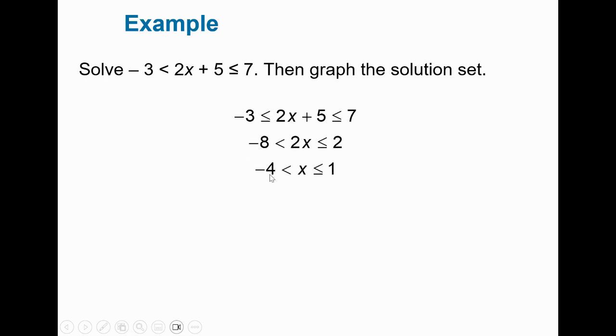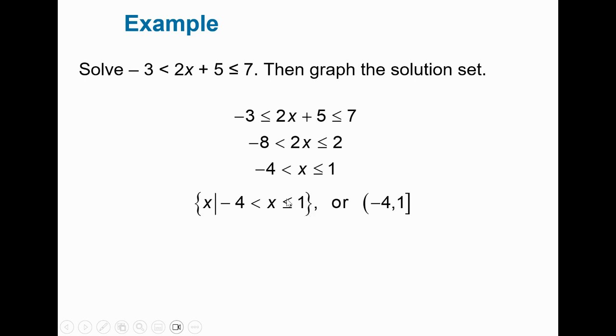Minus 8 divided by 2. Why is he dividing by 2? Because he wants to negate this 2 times. So minus 8 divided by 2 is minus 4. 2x divided by 2, the 2's would cancel out. 2 divided by itself is 1. Now notice what's happening here.